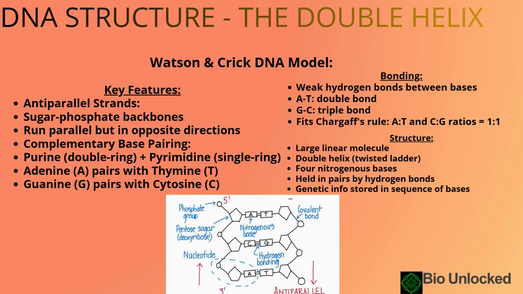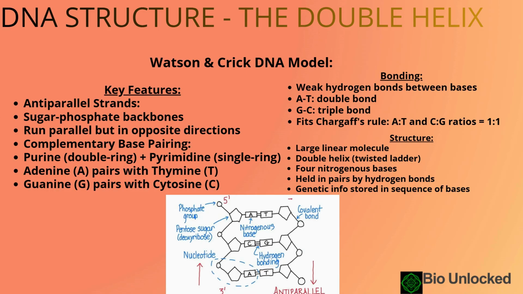This model showed DNA as a large linear molecule arranged as a double helix, or like a ladder but twisted, with four nitrogenous bases which are held by hydrogen bonds. Their model suggested that genetic information could be stored in the order or sequence of bases making up the middle of DNA. But Crick realized that each DNA strand, a sugar phosphate backbone, is anti-parallel to the other.